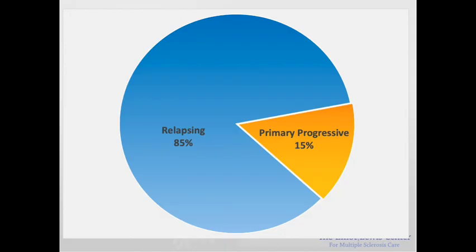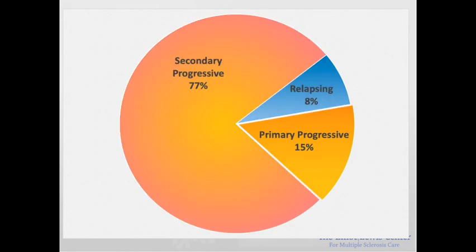If we take this pie diagram and say, okay, initial diagnosis, 85% of people have relapsing MS, what does it look like if you wait 25 years? It looks like this. It's not good. This is the reason that people have this view of MS as being a devastating illness. This is what happens to a population who are not treated.